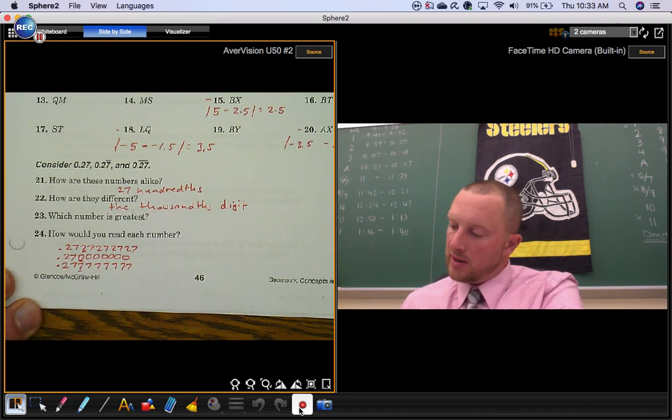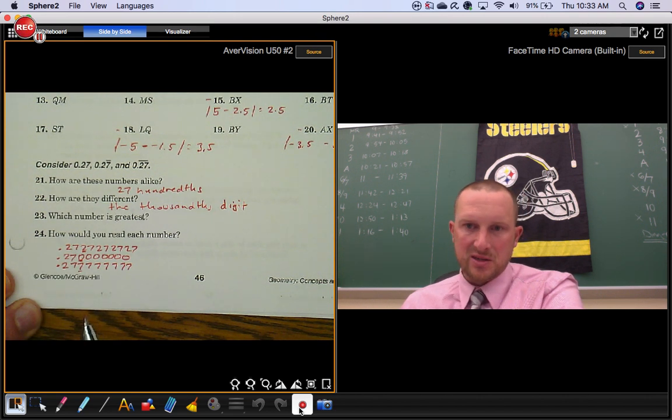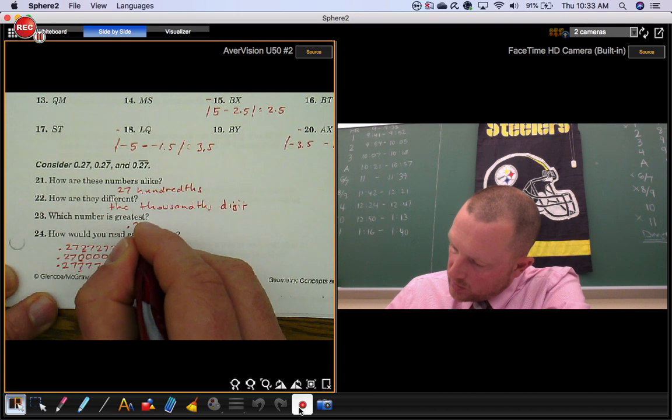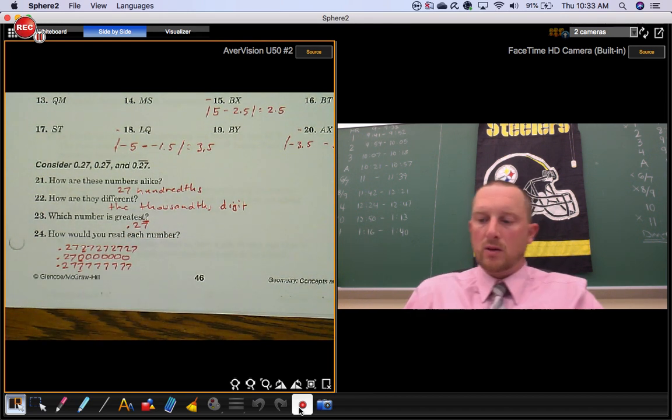Which number is the greatest? Well, we know the hundredths digits are all the same, so which has the biggest thousandths digit? It would be this guy. So it would be the 0.27, where only the 7 repeats.